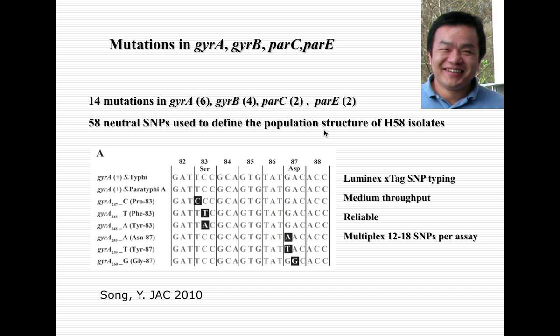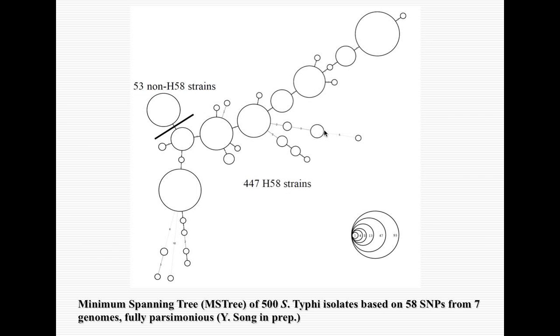And these are showing you these mutations within gyr-A that I was already talking about, and similar things for the other genes. And he set up a Luminex assay, medium throughput, in which you do 12 to 18 SNPs per assay, and you do about four Luminex tests to do all of these SNPs at once. And that Luminex machine is part of the equipment that we brought with us and are setting up.